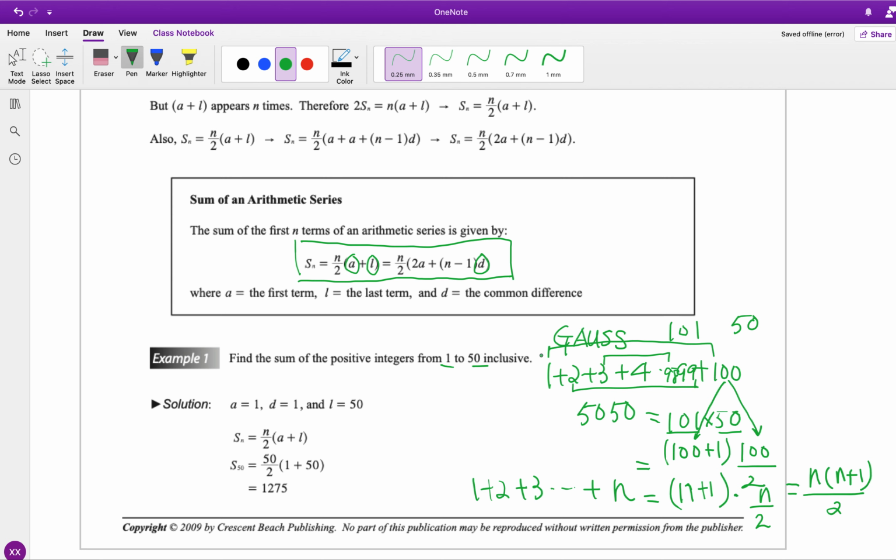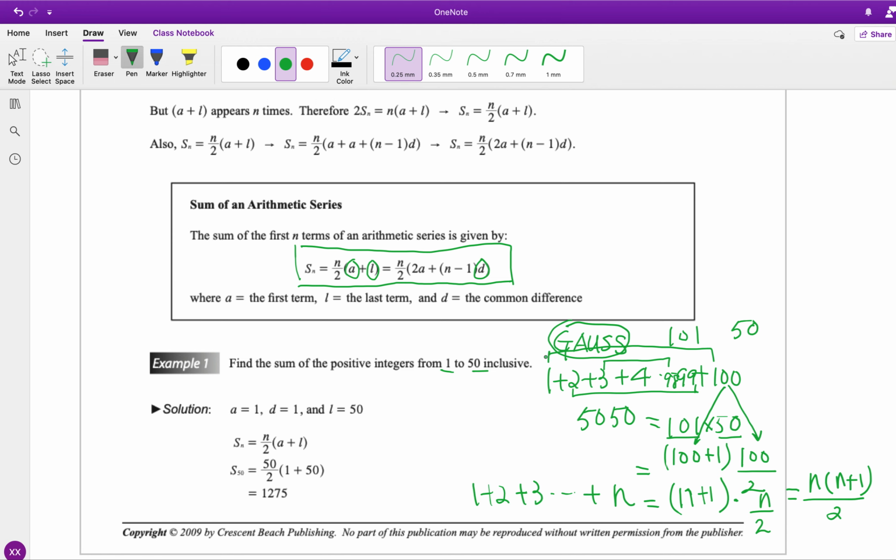This is what Gauss, about 300 years ago, figured out at such a young age. We benefit from his sense of genius until now, and he is the ancestor of number theory.